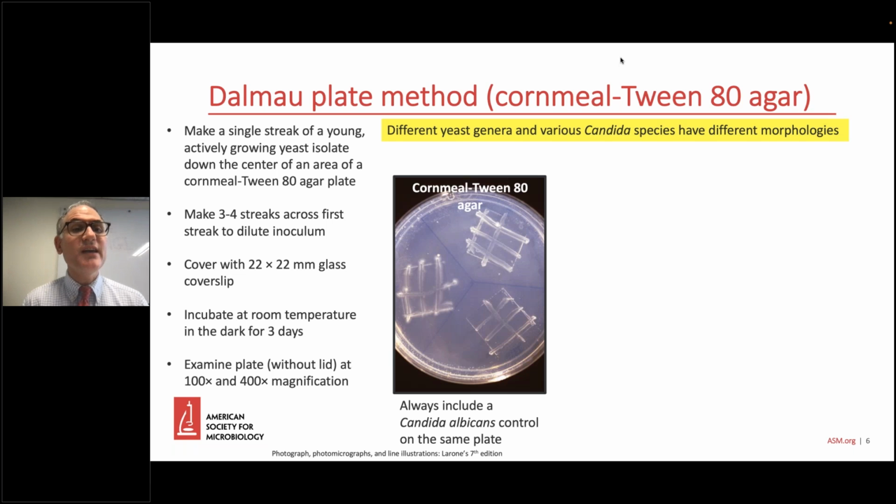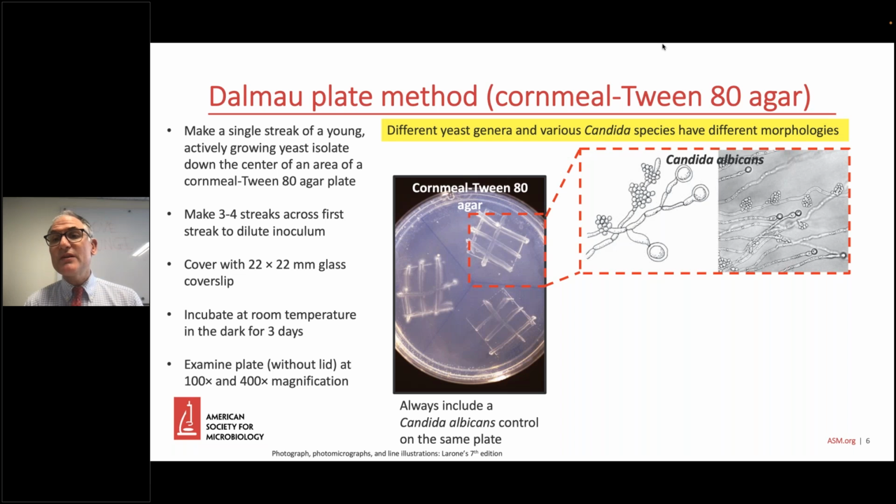What you do is take a young, actively growing yeast isolate and streak it down the center of an area of a cornmeal Tween 80 agar plate. You then make 3 to 4 streaks across the first streak to dilute the inoculum. You then cover that with a glass cover slip, and incubate it at room temperature in the dark for 3 days. After that time, you take off the lid of the plate and examine the cover slip at 100x and 400x magnification.